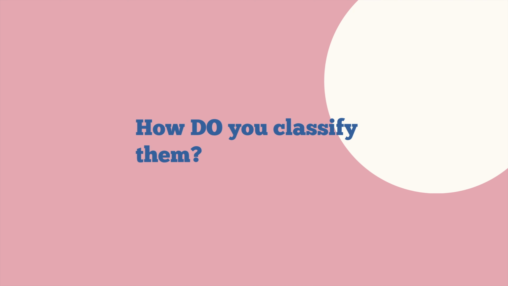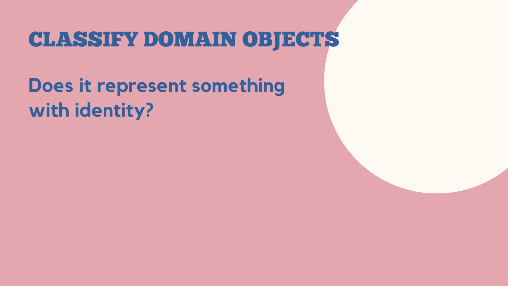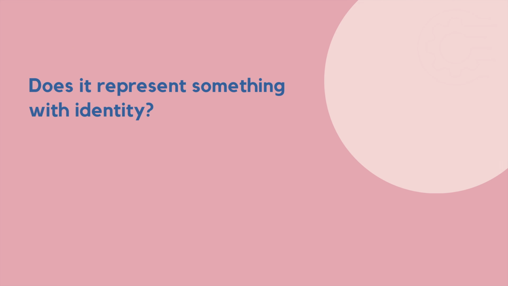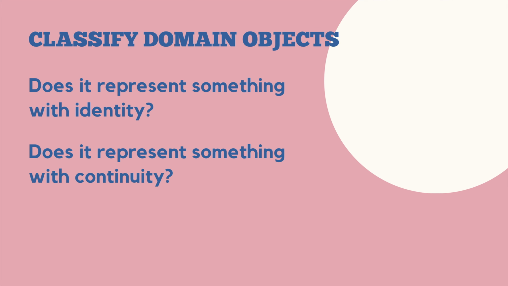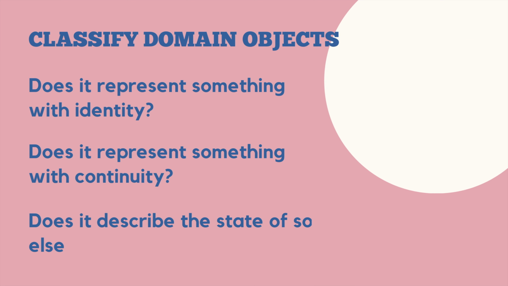How do you classify them? How do you know the difference between entities and value objects? For one, does it represent something with identity? If it does, then you know it's an entity, and if it does not, then it is a value object. Another thing is you have to check if it represents something with continuity. Again, if it has continuity, classify it as an entity, and if it does not, it is a value object. And last but not least, you have to check if it describes the state of something else. Ideally, value objects are usually there to describe other value objects, so they are actually attributes of an entity or part of another value object. So if that's the case, then it's most likely a value object.